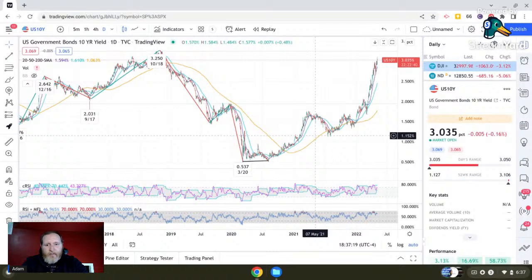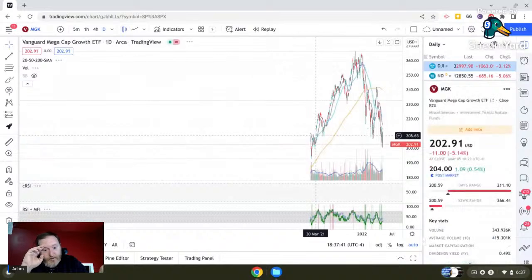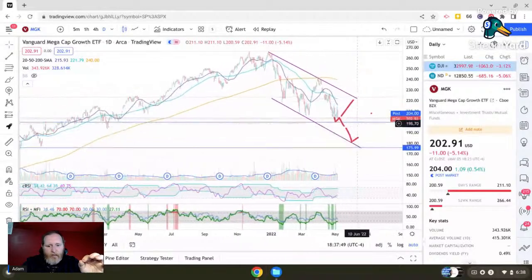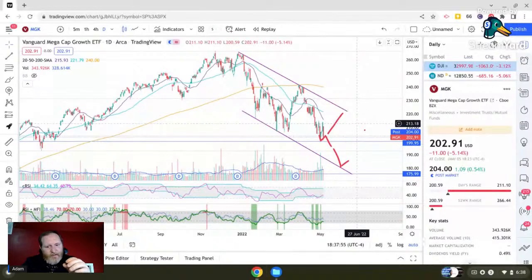Now, another area to look to see growth stocks falling, and I bring this up often, is the Vanguard Mega Cap Growth ETF. The ticker symbol is MGK. Pull that one up. MGK. Write this one down. MGK. It's one that you can use to follow how growth stocks are reacting. And I must say, this little mark that I have here is funny. It fell 5.1% today.